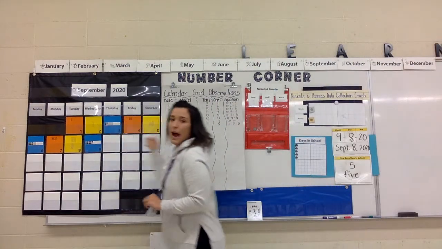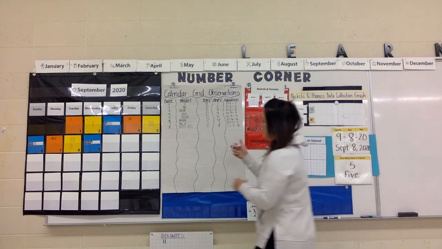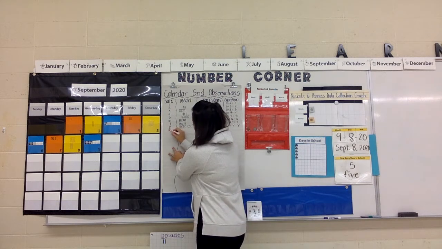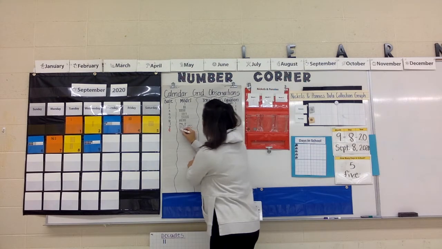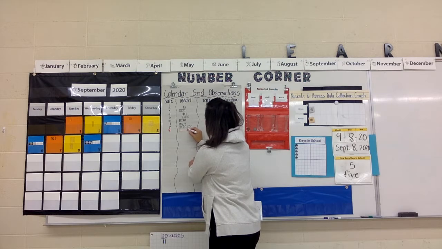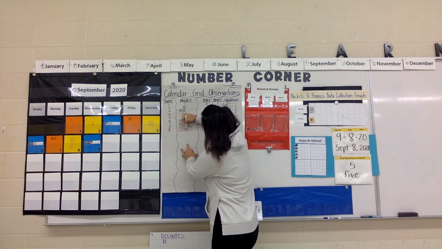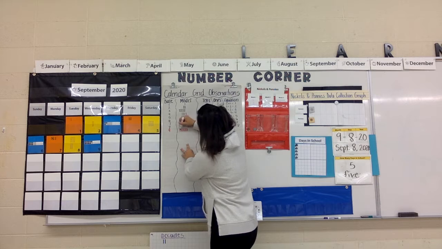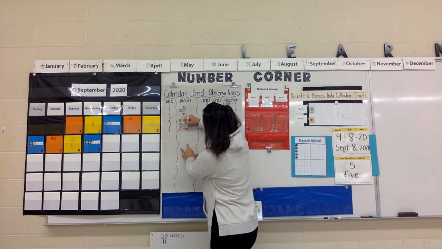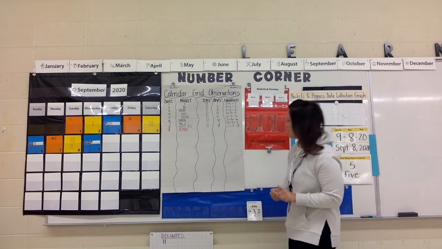So then we come over to our observation, and we write in 9 because the date is September 9th, and we draw our model. So I'm just going to draw one side because it is a 10 frame, and we are not past 10 yet. So 1, 2, 3, 4, 5, 6, 7, 8, and 9. So we have 1 left, and then we fill our 10 frame.